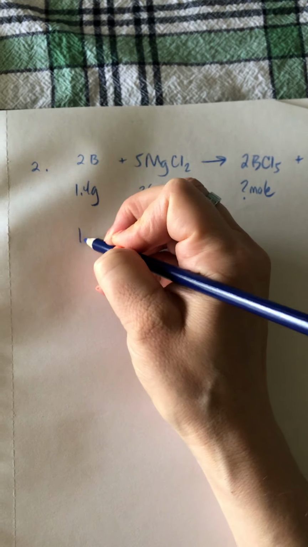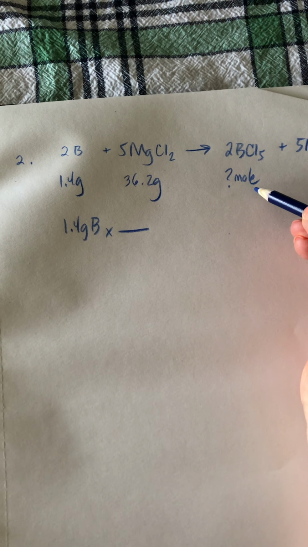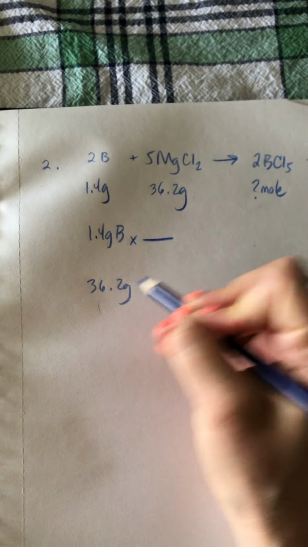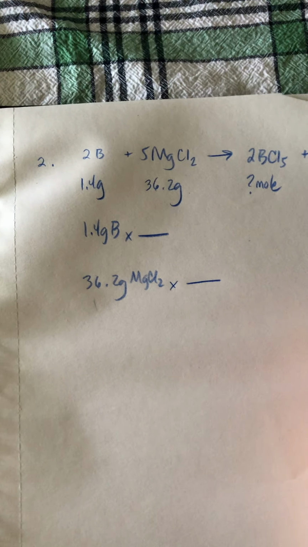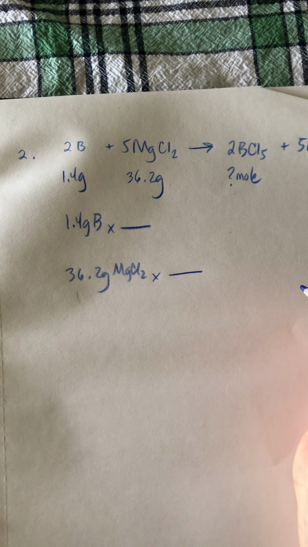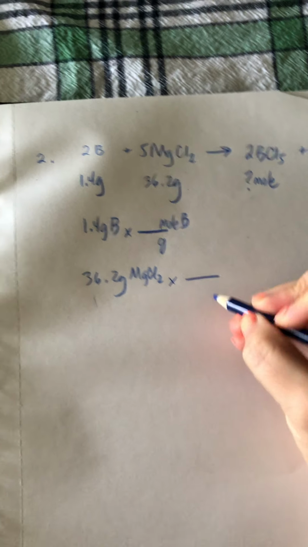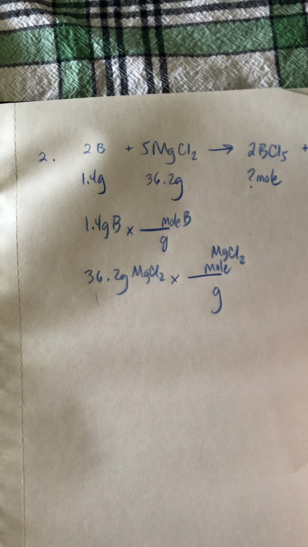So we want to go to moles here. We don't have to go all the way to grams. We could if we wanted to. So we have 1.4 grams of boron, and we want to figure out how many moles of boron pentachloride. And then we have 36.2 grams of MgCl2, magnesium chloride, and we're trying to go to boron pentachloride again. So we go grams to moles of boron. We go grams to moles of MgCl2.